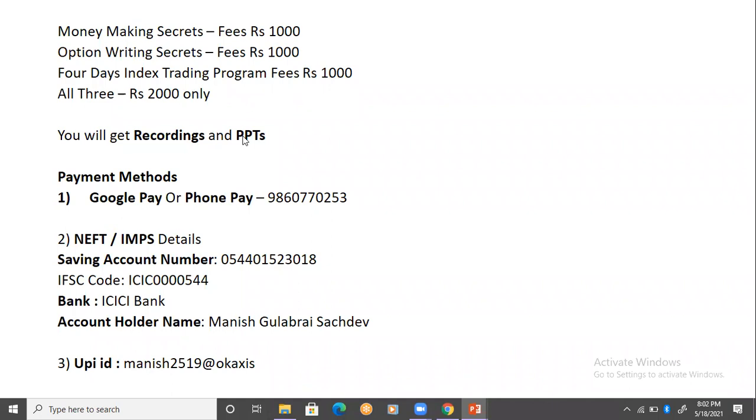Yes, the maximum duration of every session will be 1 hour. So if you enroll for all three programs, guys, you will get a total of 12 sessions. Okay, you will learn a total of 12 setups, 12 sessions.